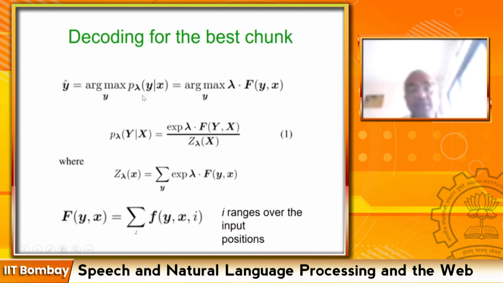So now argmax, probability of y given x. What is lambda doing? Lambda is the all-important weight vector. Okay, so the whole thing is feature driven, and which feature gets how much importance is decided by lambda.